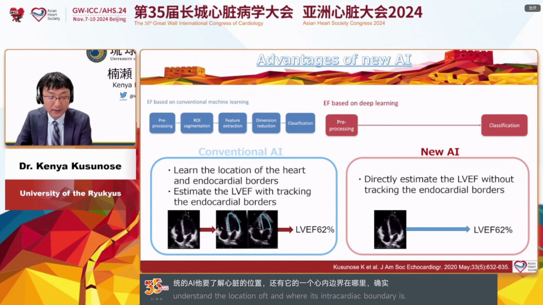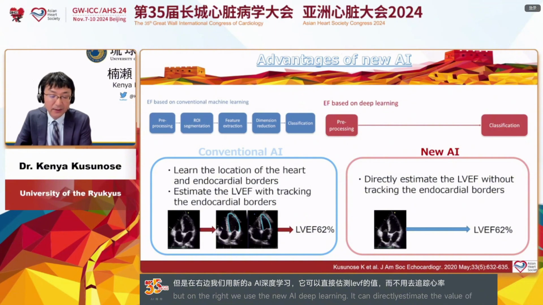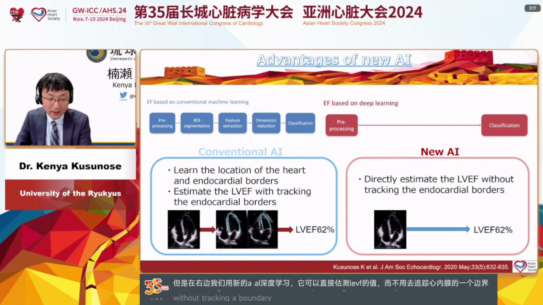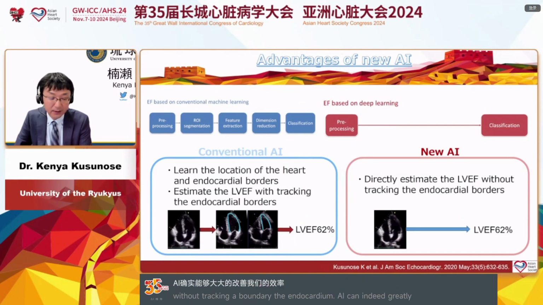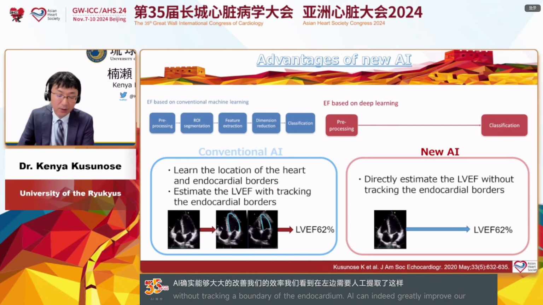On the other hand, using deep learning, the new AI directly estimates the LVEF without tracking the endocardial borders. People learn to estimate EF by looking, and AI is learning to do the same. In deep learning, all feature extraction steps are built into the algorithm, so it can learn by itself from beginning to end.